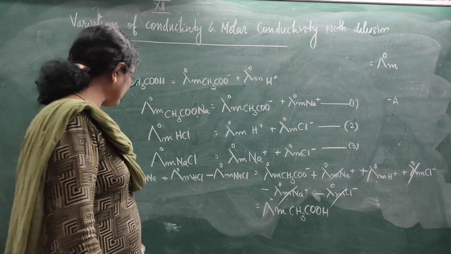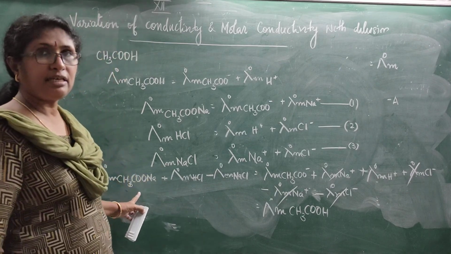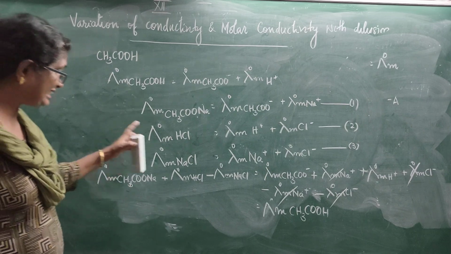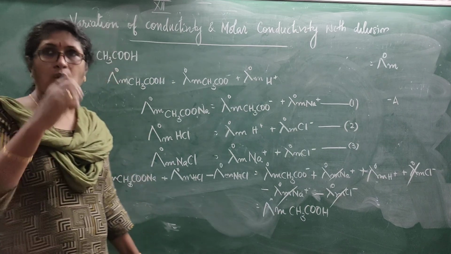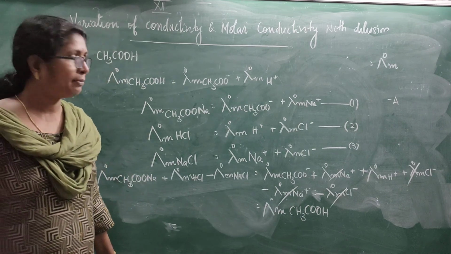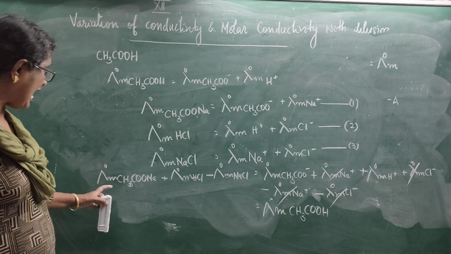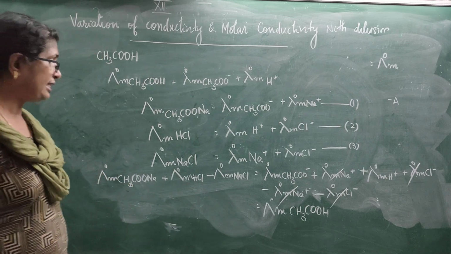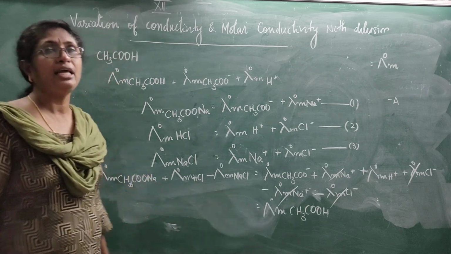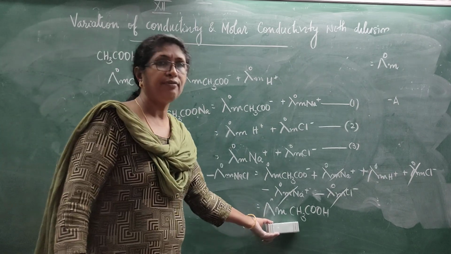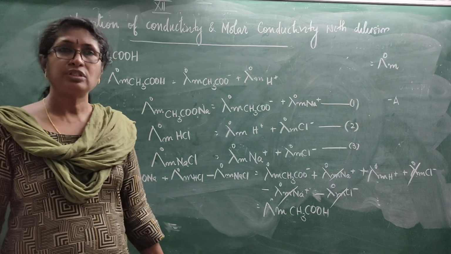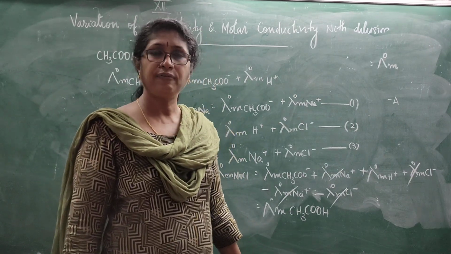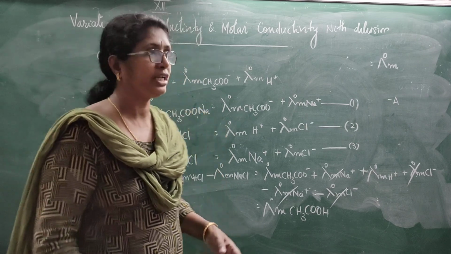For different concentrations you find out the molar conductivity of sodium ethanoate, HCl and NaCl. Plot them in graphs, extrapolate them and find out lambda ion naught. Add the lambda ion naught of CH3COONa and lambda ion naught of HCl. Then subtract lambda ion naught of NaCl. You will get the lambda ion naught of CH3COOH. So in this way you can calculate the limiting molar conductivity of a weak electrolyte using Kohlrausch's law.